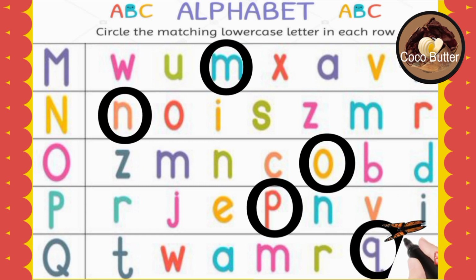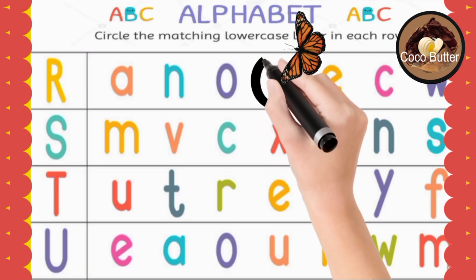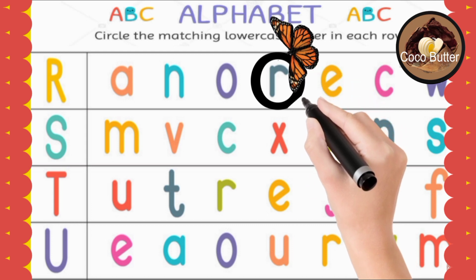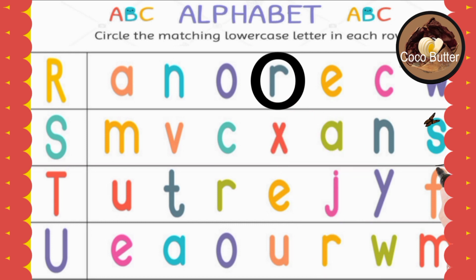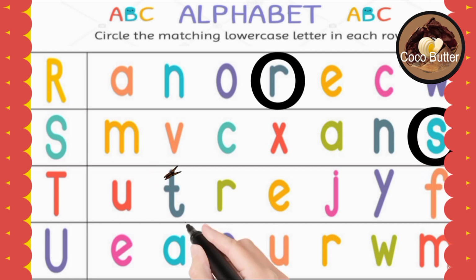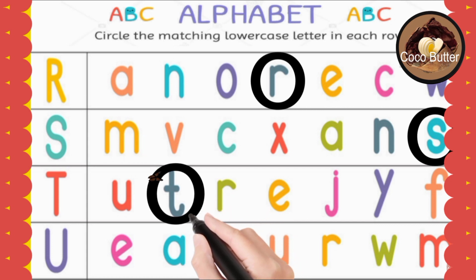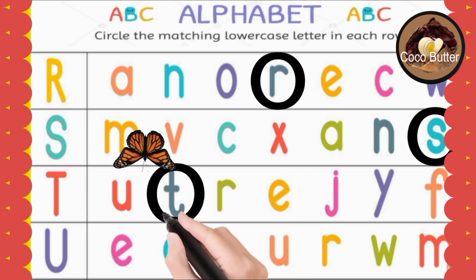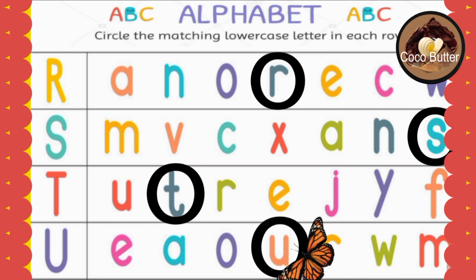Uppercase Q, small case q. Q is for queen. R, uppercase R, small case r. R is for rainbow. S, uppercase S, small case s. S is for sun. T, uppercase T, small case t. T is for turnip. Uppercase U, small case u.